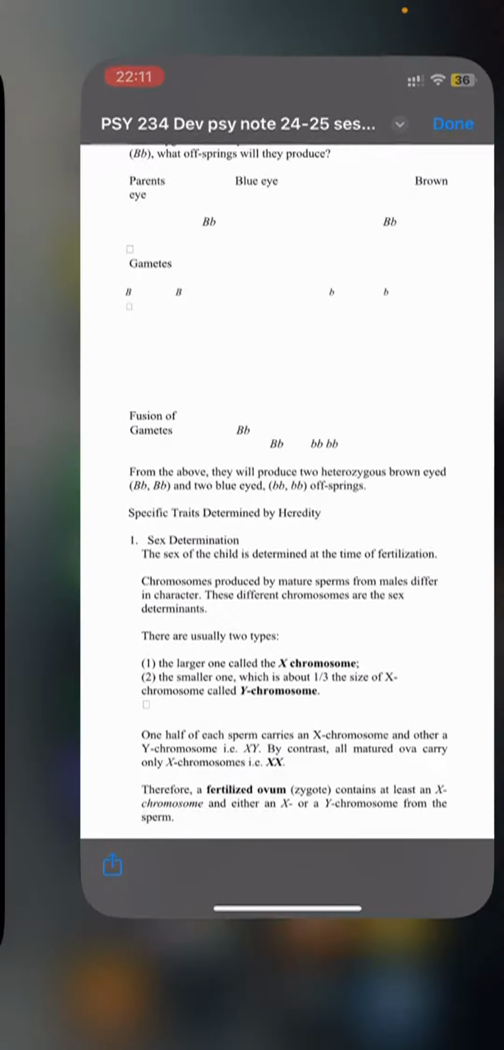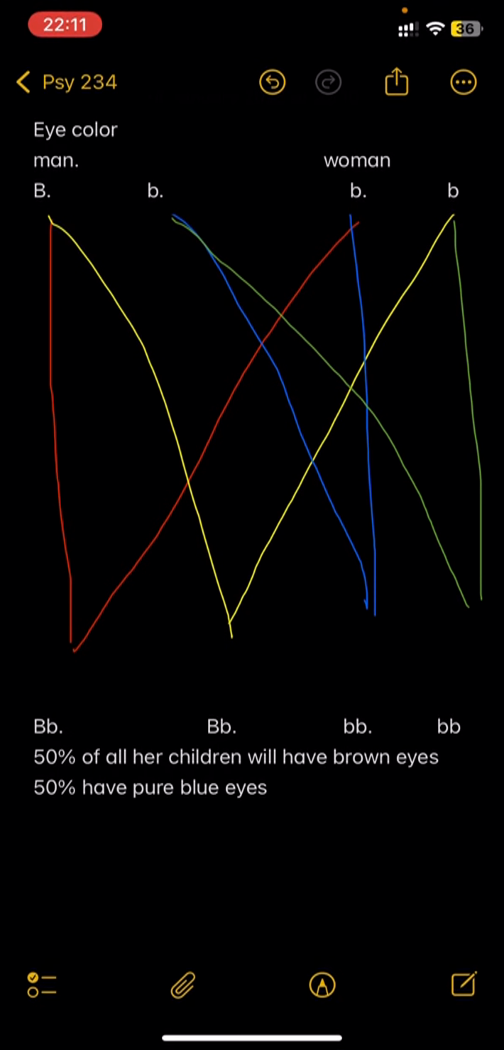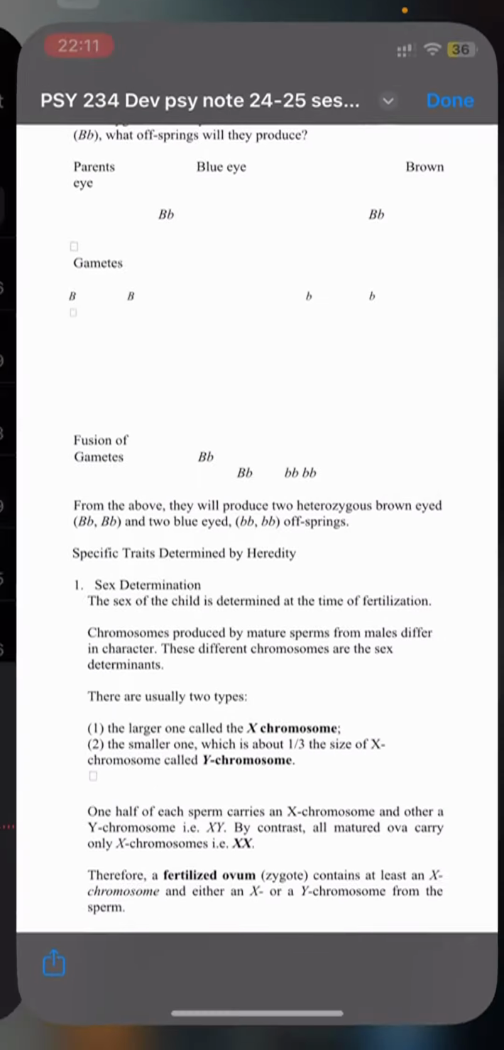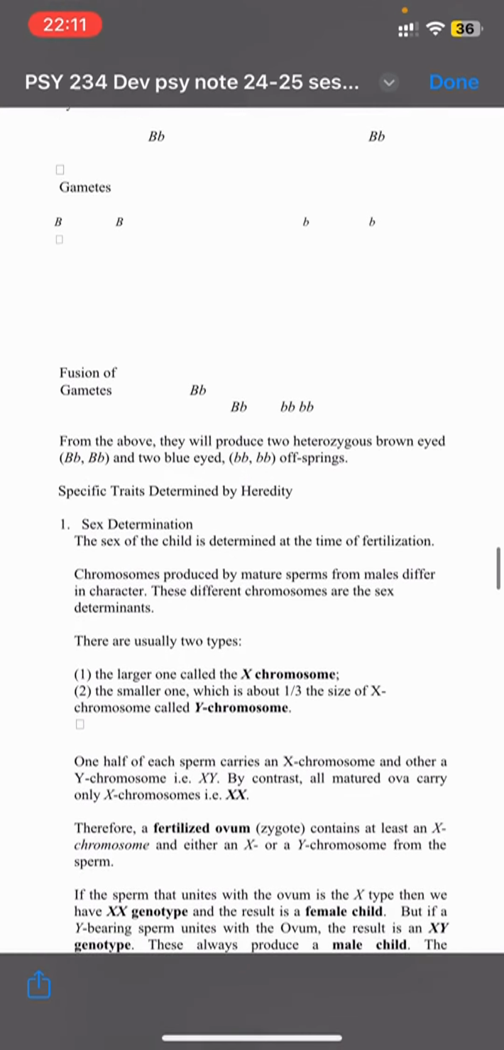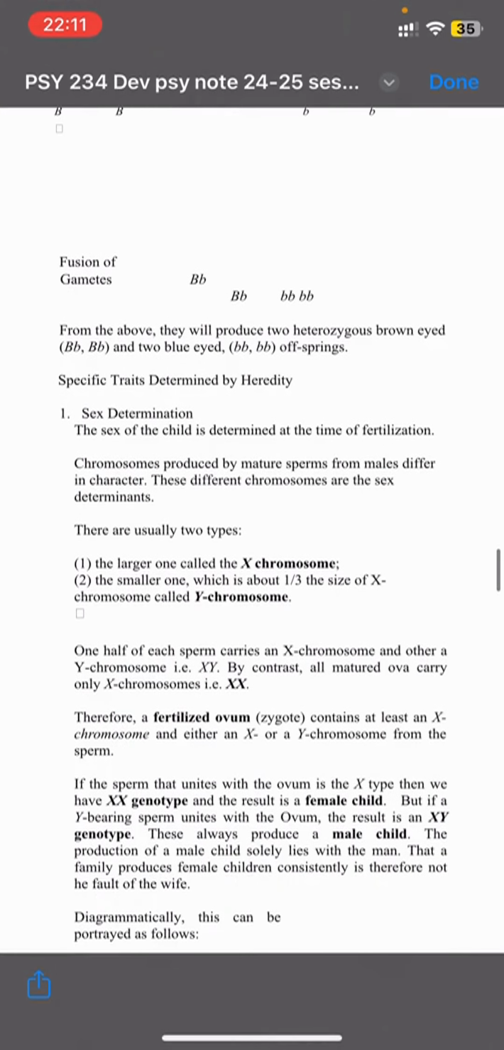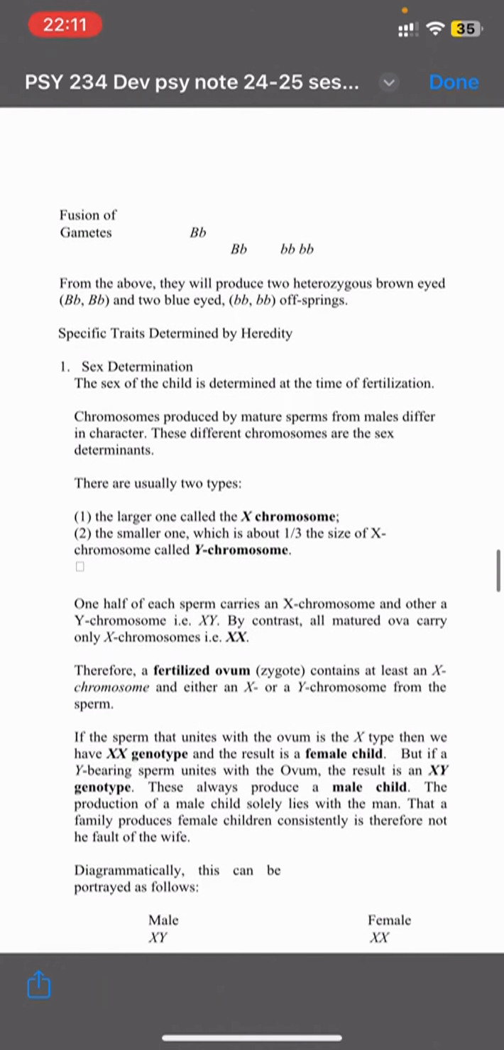Now, from the above, they will produce two heterozygous brown-eyed and two blue-eyed, that is bb. Now, specific traits determined by heredity. This part is going to be talking simply about all the things that will be determined alone by heredity. So, environmental factors do not affect anything here.